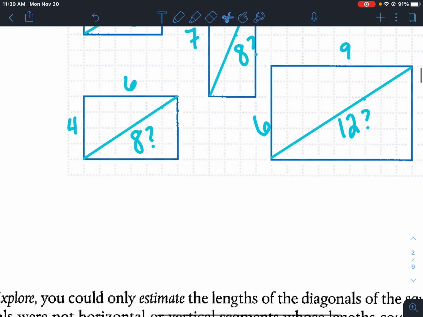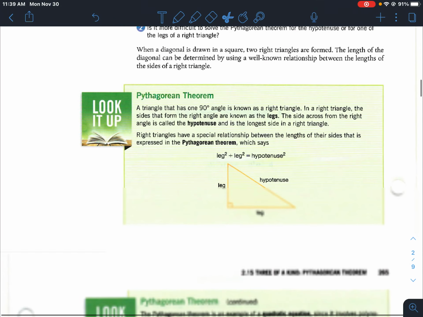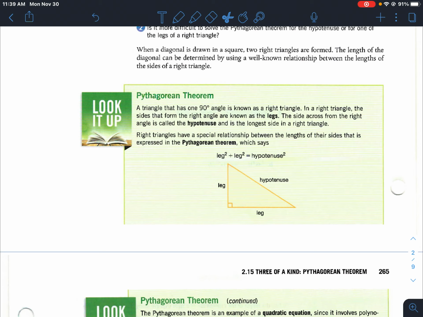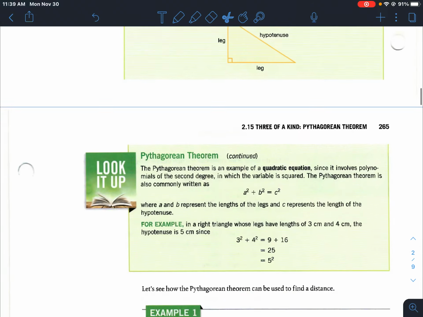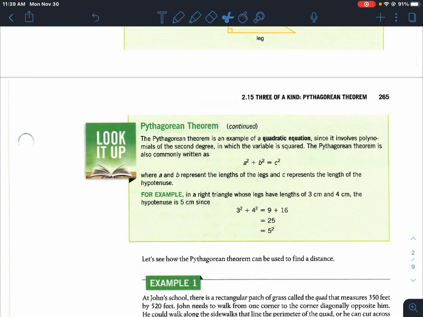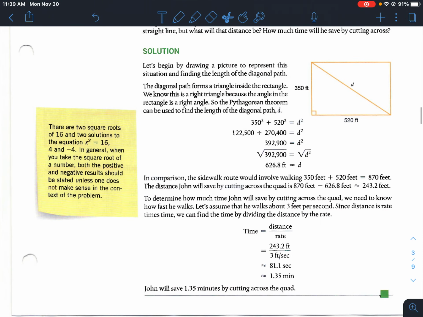Okay, then lots of reading. Pythagorean Theorem. Leg squared plus leg squared equals the hypotenuse squared. A squared plus B squared equals C squared. Hopefully that's not new to you. Go ahead and read through all of these notes if you want to. They have example problems done, worked through. Take each leg, square it, add them together, and that equals the diagonal squared. Okay.